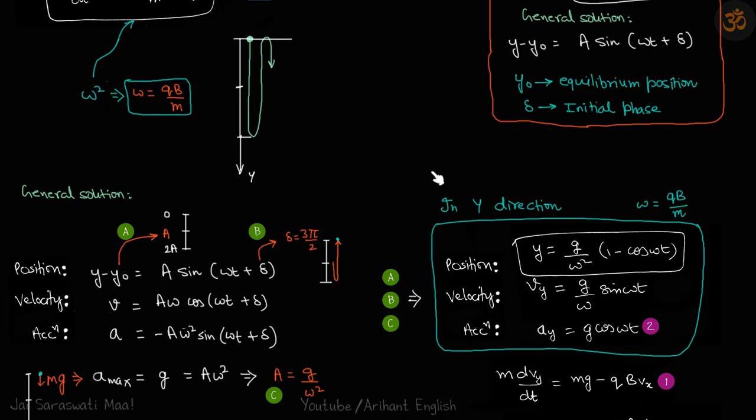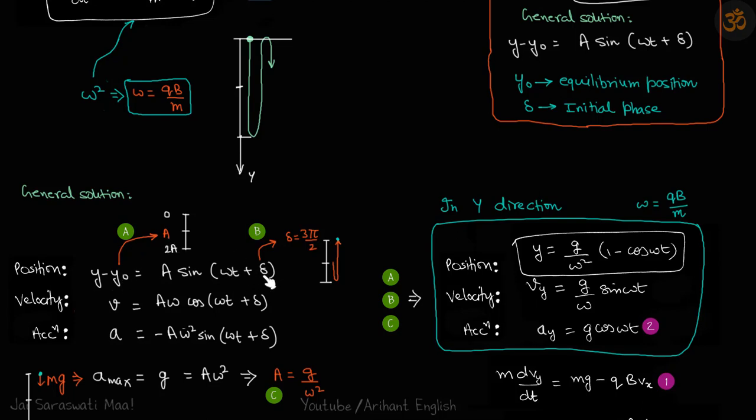Now here y naught is equilibrium position. In our case, the particle is starting from top and we have taken this as 0. So the particle will reach the distance A, that will be the equilibrium position. It will reach its maximum distance 2A from our coordinate axis. So in our coordinate axis, equilibrium position is A. So y naught is equal to A.